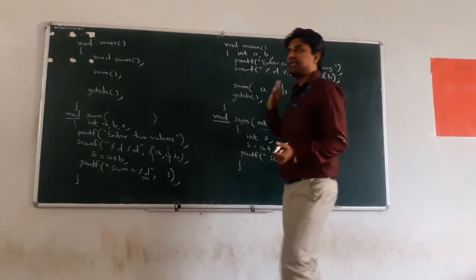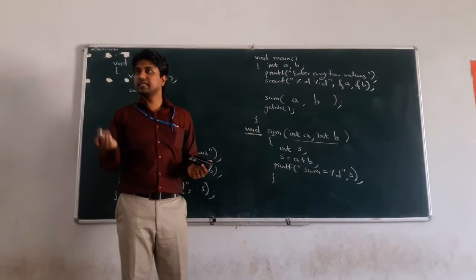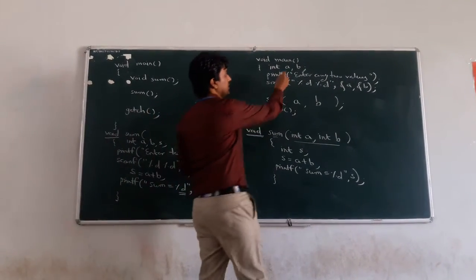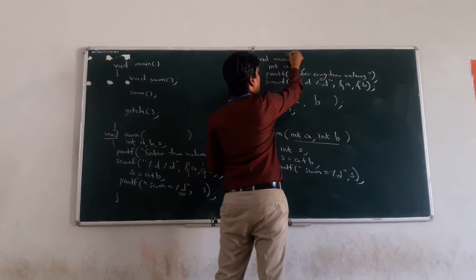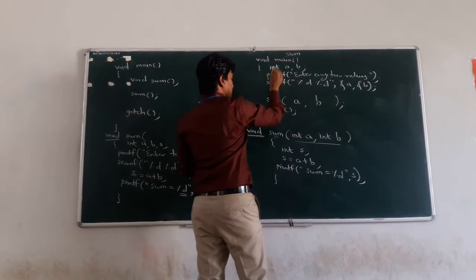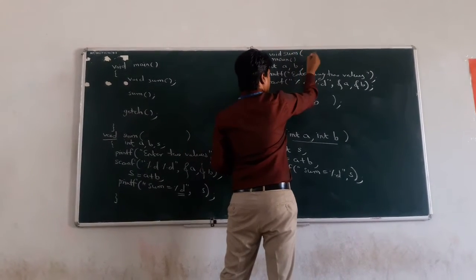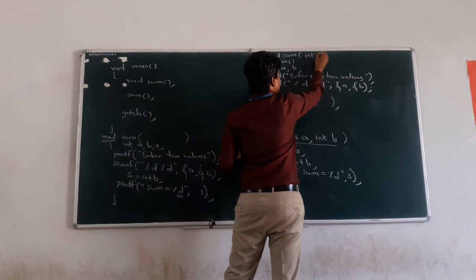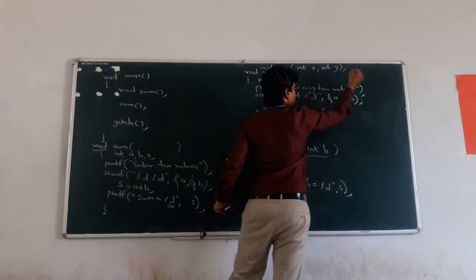So next time, this is the function call. Now remaining is function declaration. You can declare the function here, inside the main, or you can declare it outside the main. So what is the return type? Void sum, then integer x, integer y, semicolon.